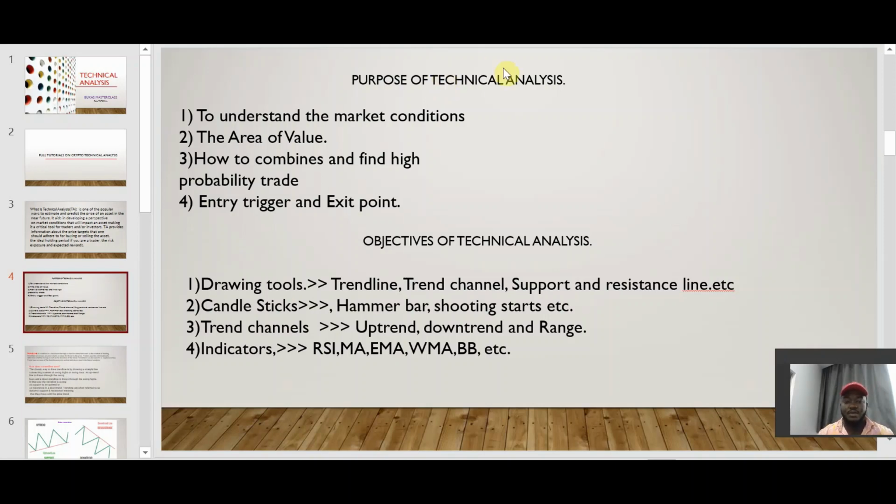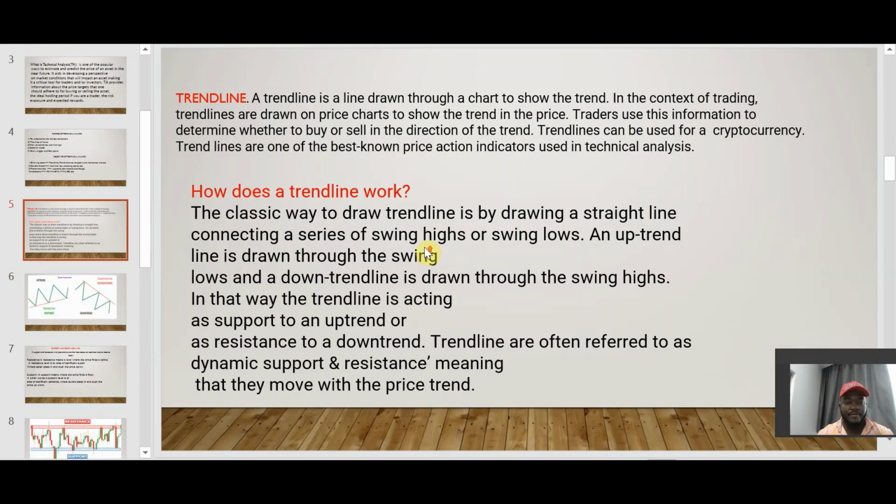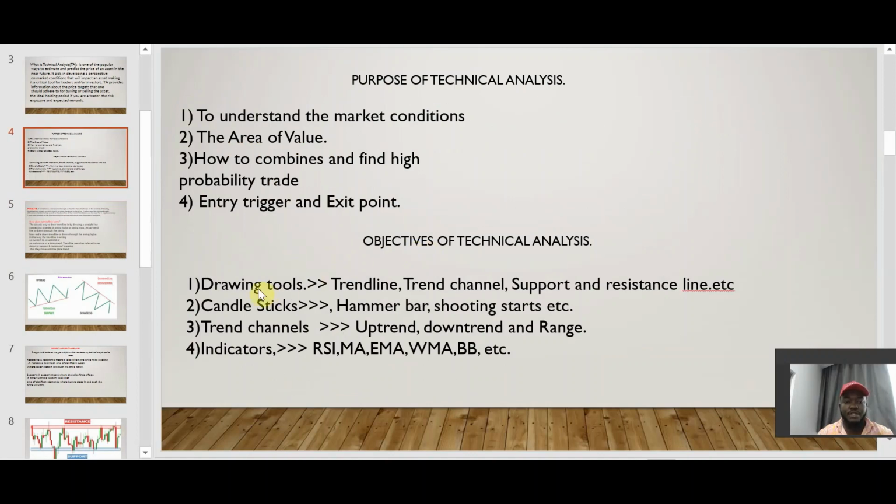Now let's go. Objective of technical analysis. What and what do we need in making technical analysis? So we need drawing tools. In drawing tools, we can find trend line, trend channel, support and resistance line, etc. I'll show you that in time to come.